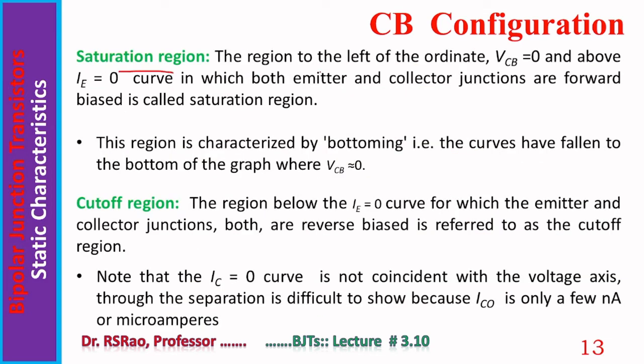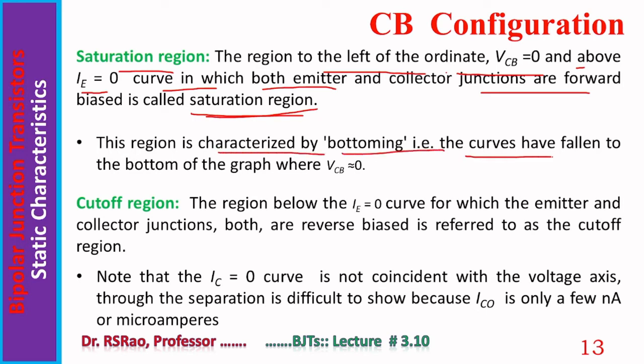Saturation region. The region to the left of the ordinate VCB equal to 0 and above IE equal to 0 curve, in which both emitter and collector junctions are forward biased, is called saturation region. This region is characterized by bottoming. The curves have fallen to the bottom of the graph where VCB is nearly 0. A few points regarding cutoff region.